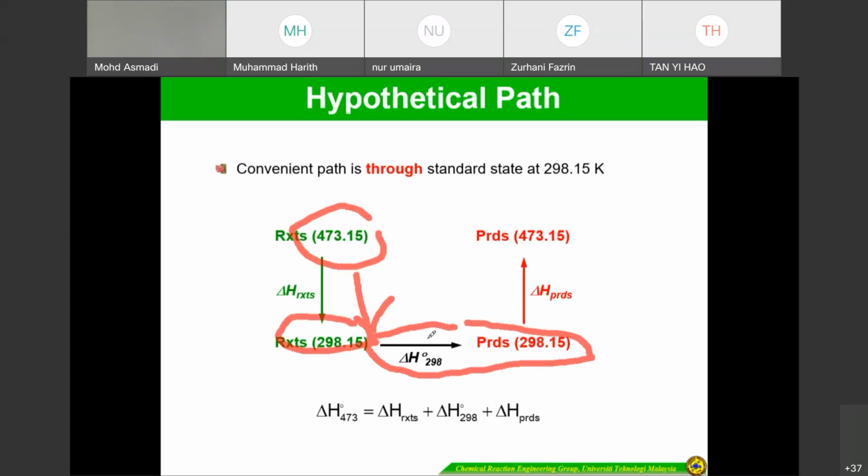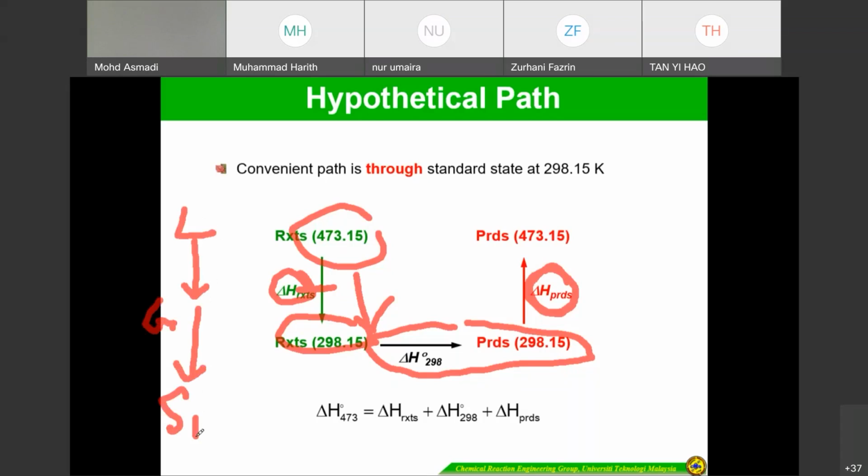This is delta H not, the standard heat of reaction at standard conditions. And then this one is delta H products and also delta H reactants. If there is a change in temperature or change in phase for the system, you have to combine this hypothetical path. Maybe from liquid to gas first, and then gas to the standard state.